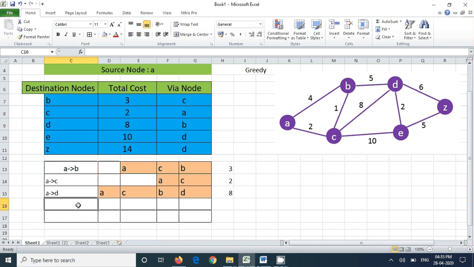A to E. Now you just see for A to E. What is the cost for A to E? You put the E here, destination. E can be reached via D. You put D here. And D can be reached via B. Okay, put the B here. B can be reached via C. Then C can be reached via A.